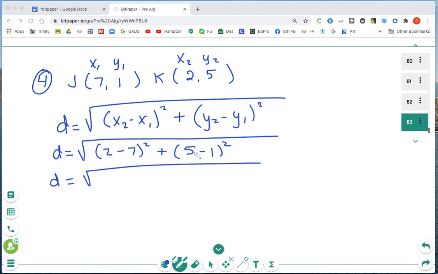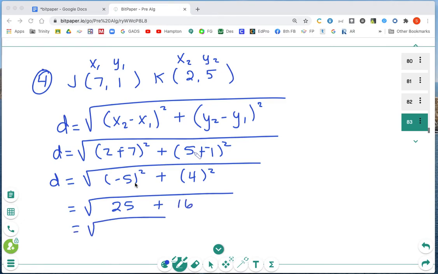D equals. Keep change will give us negative 5 squared plus 4 squared. Now remember, when you put your negative 5 into your calculator, to include the parentheses so that you get your positive answer. A negative times a negative is a positive. So this is going to be the square root of 25 plus 16, which equals the square root of 41. So D is going to equal 6.4 units, rounded to the nearest tenth.